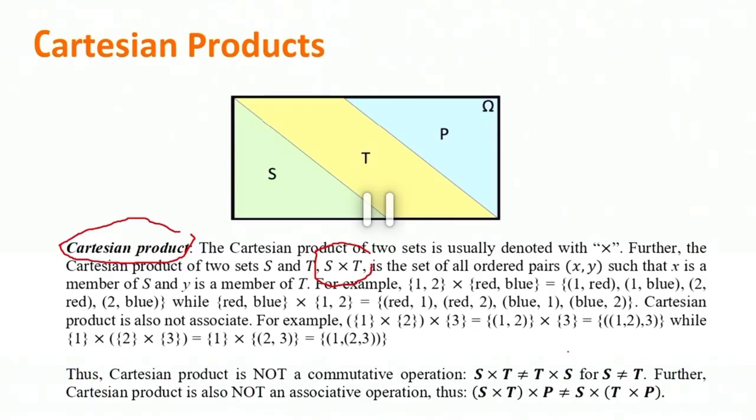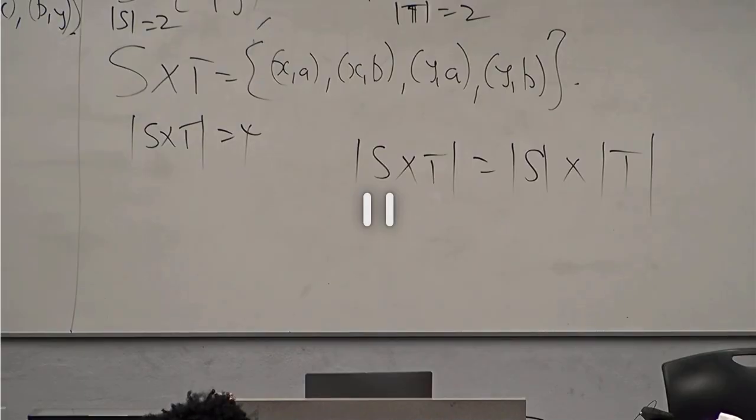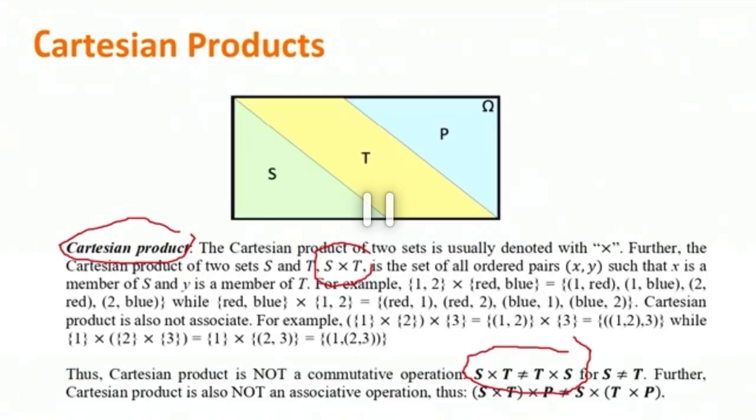But we can have a situation where commutativity is going to work. Can somebody give me the situation where commutativity is going to work for Cartesian products? What is the situation where S multiplied by T will be equal to T multiplied by S? Exactly. If they have the same elements.